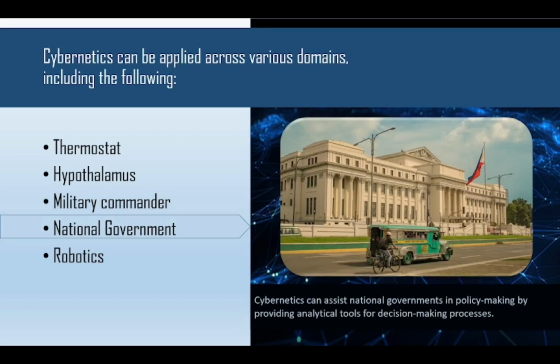So the next example is the national government. Cybernetics can assist national governments in policy making by providing analytical tools for decision-making processes. So the national government is an example of cybernetics because it has the jurisdiction to control the community or society by making policies. Like for example, the underpaid employee, which is a common problem here in the Philippines. There are plenty of companies that abuse employees by not paying the right amount that they deserve. So there's negative feedback to the society. The government will do an optimal solution for that particular issue, which is to enact laws like DOLE. So the national government has an ability to control the system over the society.